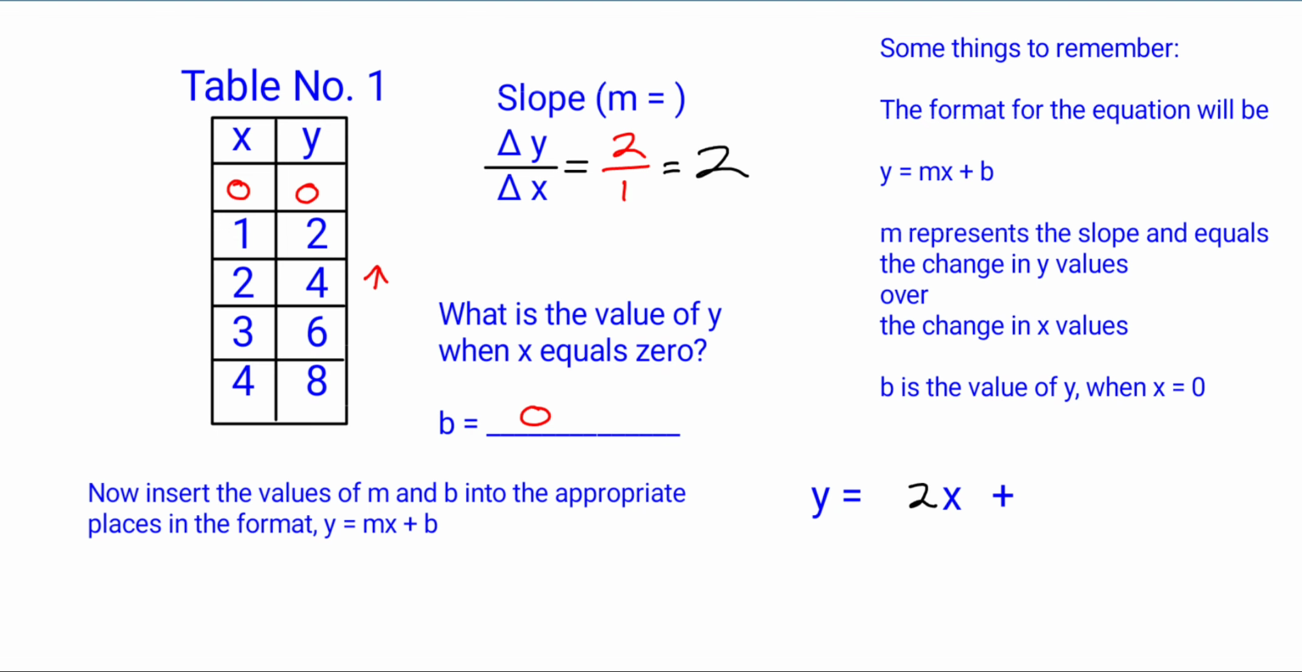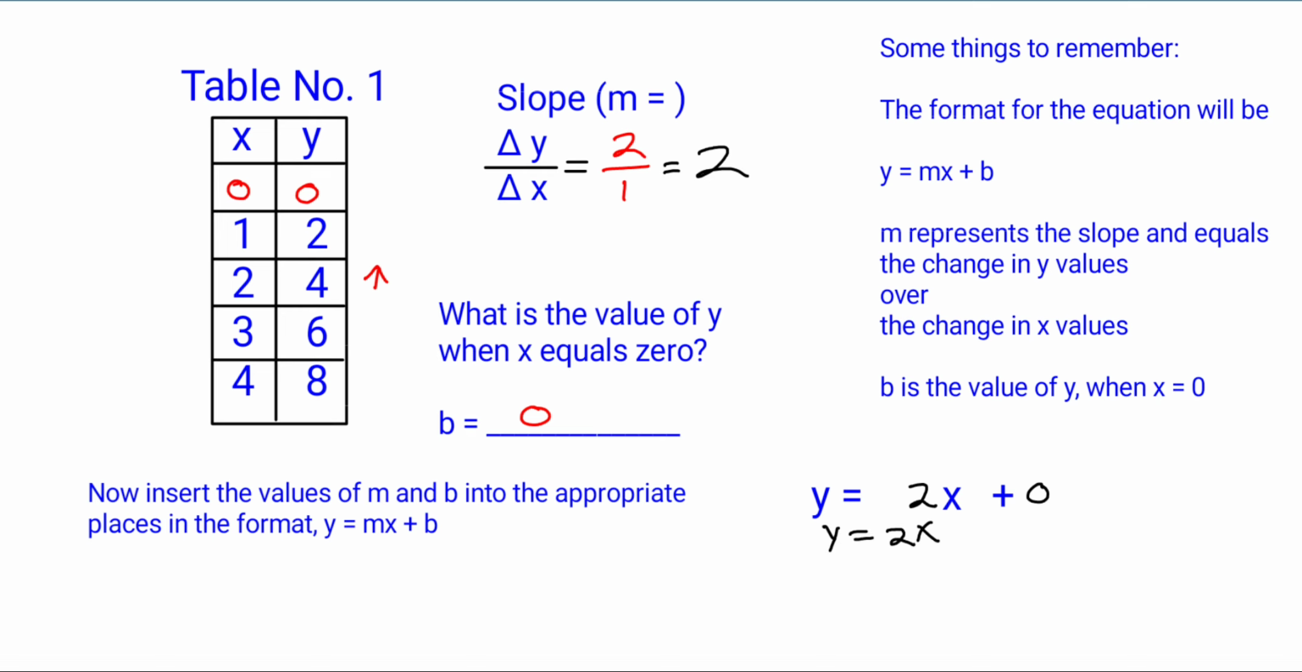So when I write this out, it's going to look like this: y equals 2x plus 0. Now, anytime you're adding 0, you can simplify by not putting it there. But if it's any other value, you have to put it. So in this case, we're going to have y equals 2x.